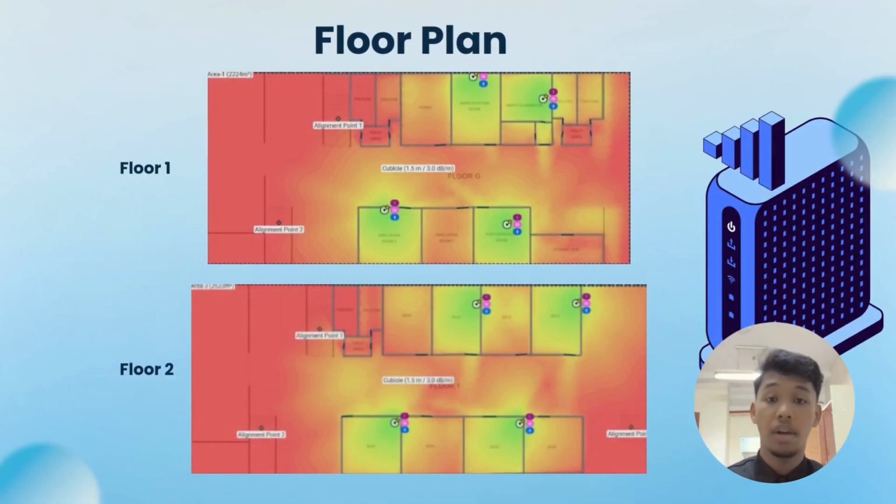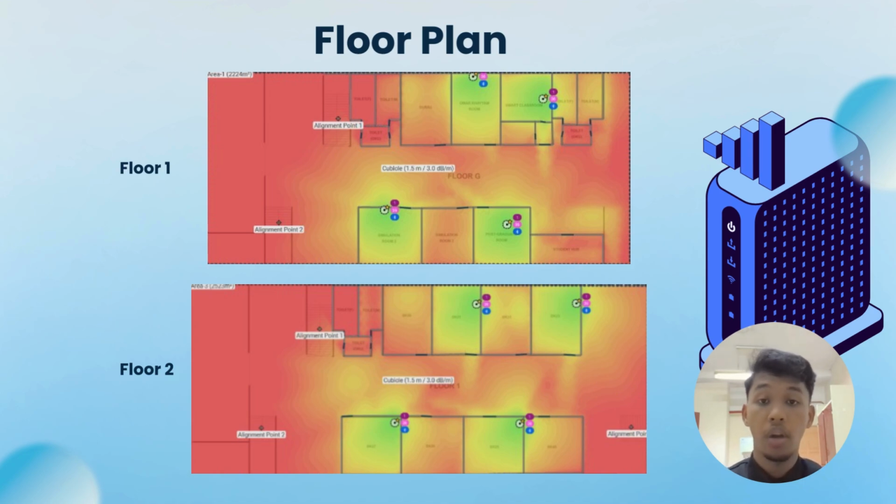Now, let's look at the floor plan and access point placement for floor 1 and floor 2. For floor 1, we place 4 access points in strategic locations to make sure we get full coverage across the area of 523 square meters and also to minimize signal interference from walls and furniture. This distributes the network load evenly to prevent any access point from getting overloaded.